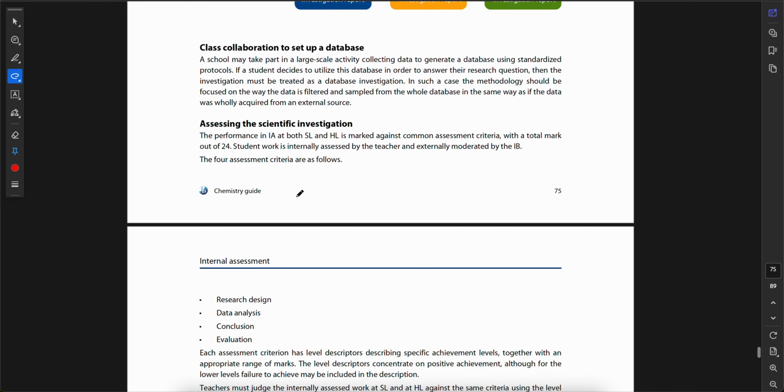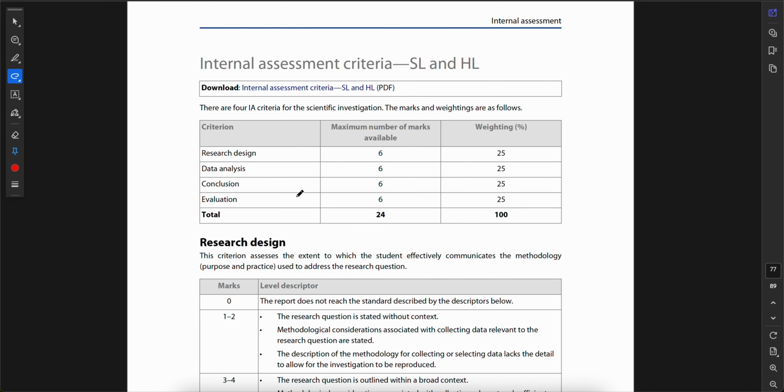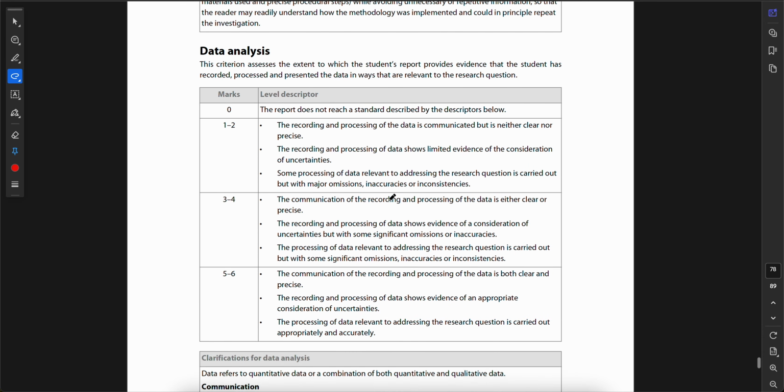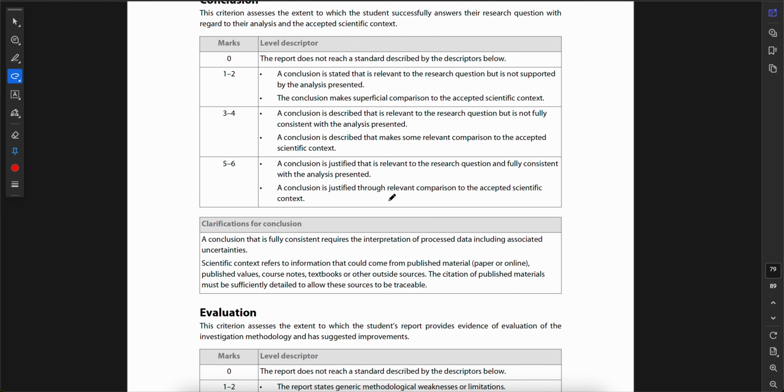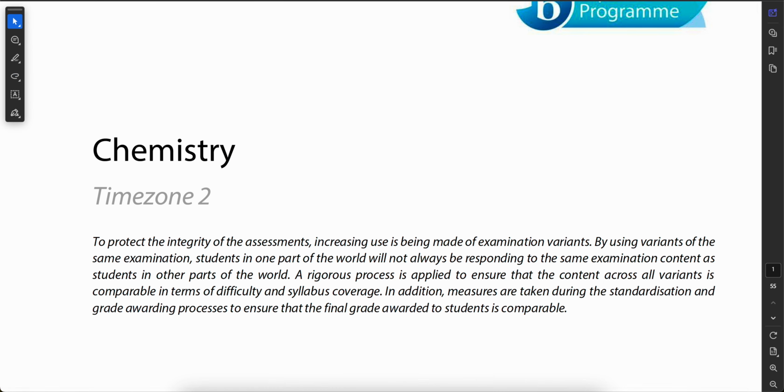And the internal assessment has 6 criteria. Before, it had personal engagement, but now there's no personal engagement. So only research design, data analysis, conclusion, and evaluation. Total 24. So if you get 24, you get that full 20%. All right, these are the criteria. We'll talk about this in more detail later on. There will be a section where we will talk about this scientific investigation in much more detail, how you can get 24 points.